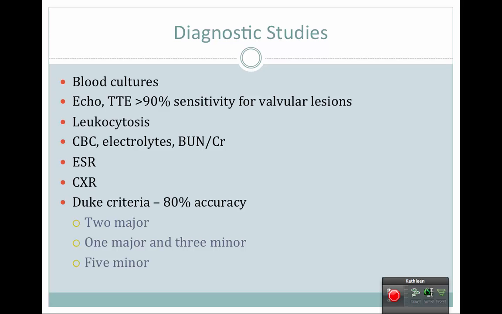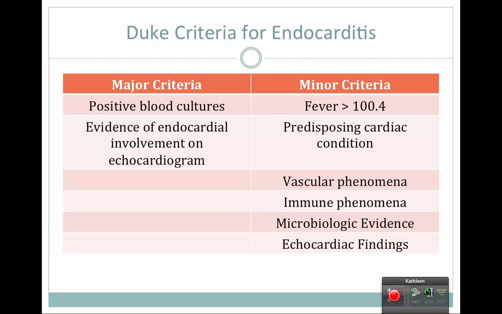So these are evidence of endocardial involvement, which can be an abscess, new partial dehiscence of prosthetic valve, which is not good, or new valvular regurgitation. A new valvular regurgitation you will often hear with a changing of a pre-existing murmur. So here we have a table which shows us the major criteria. You need to know this. So it's positive blood cultures and evidence of endocardial involvement on an echo.